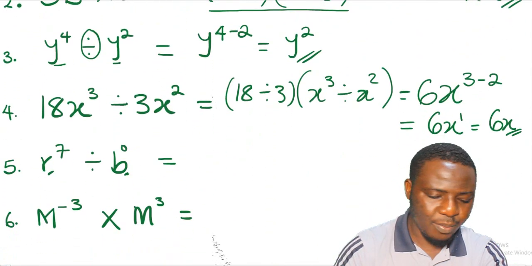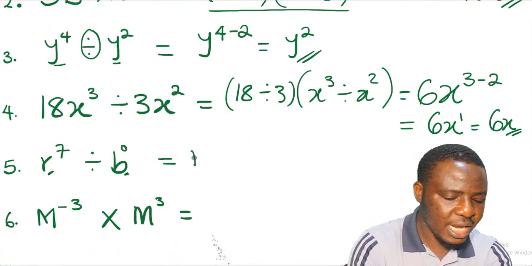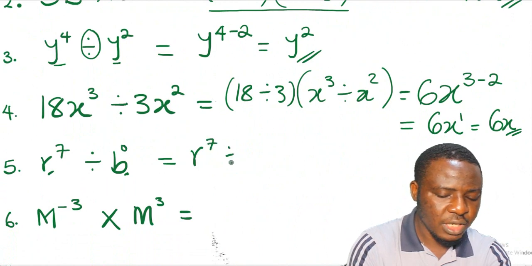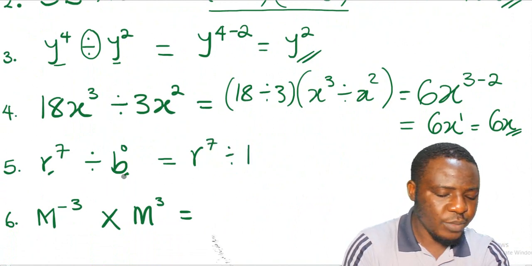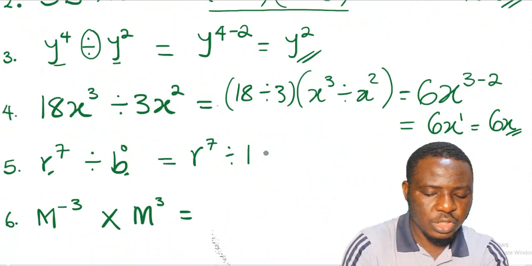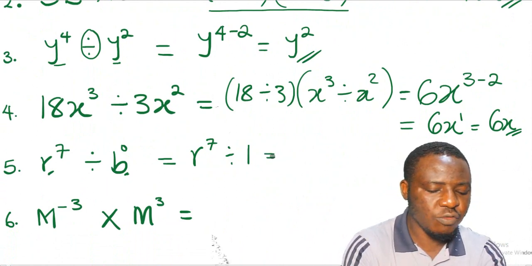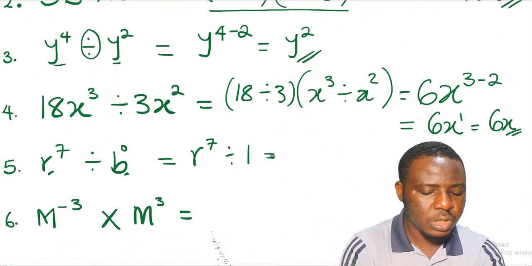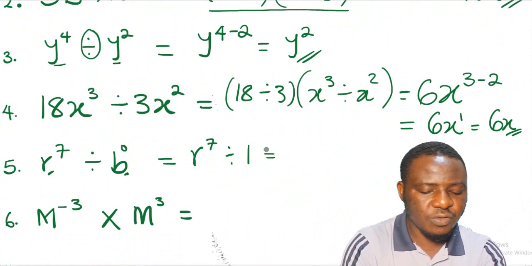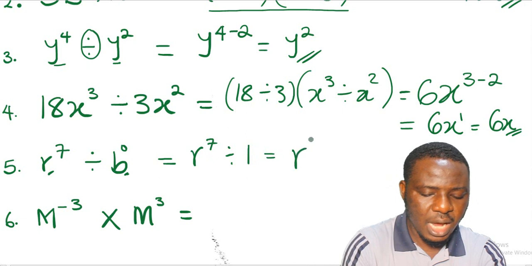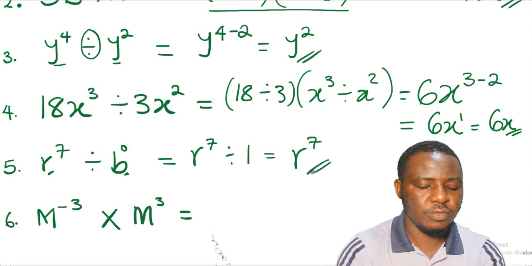We can therefore apply it in solving this by saying r raised to the power of 7 divided by 1, because b raised to the power of 0 is 1, and anything raised to the power of 0, excluding 0, is 1. So r raised to the power of 7 divided by 1 is r raised to the power of 7.